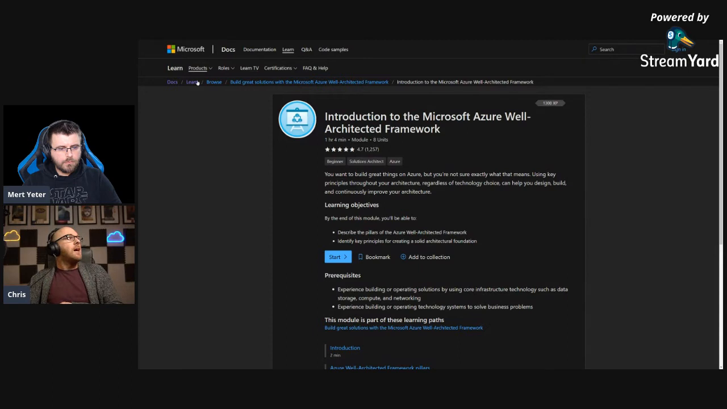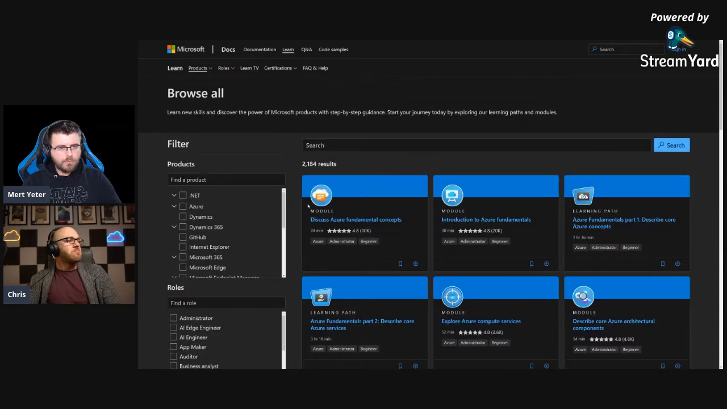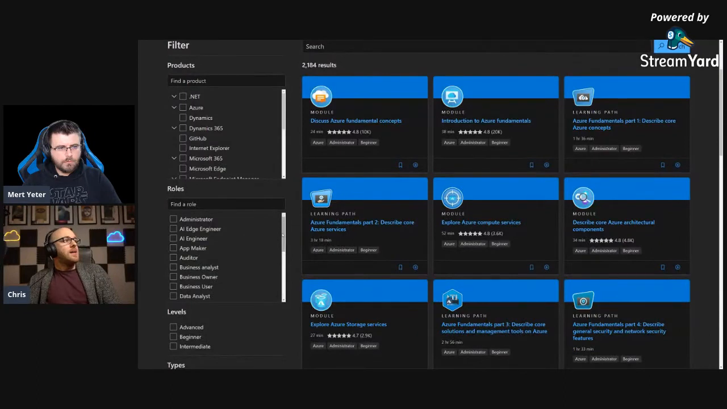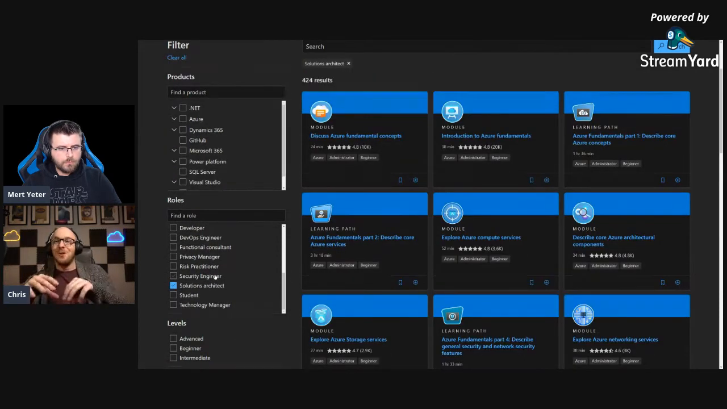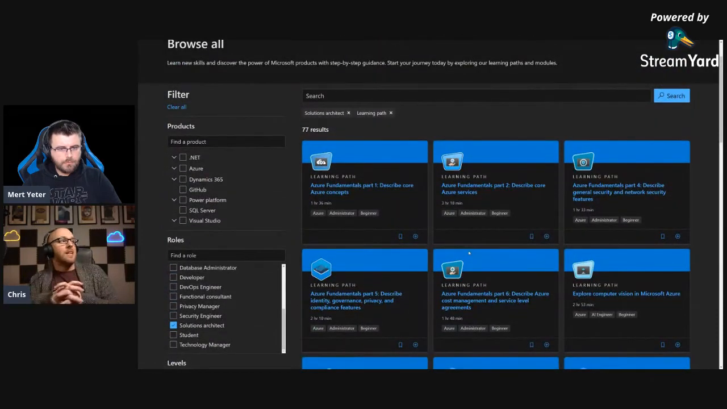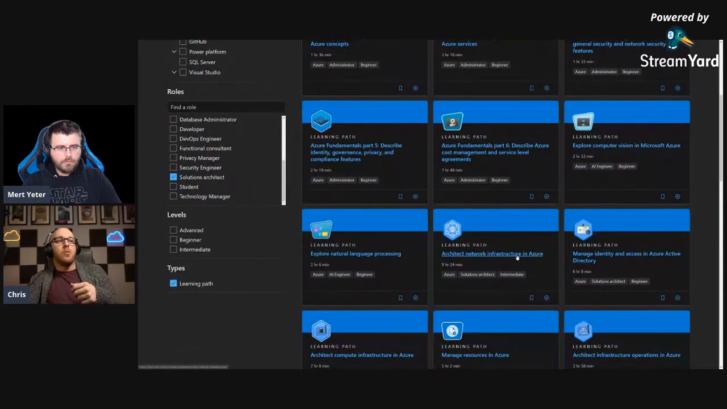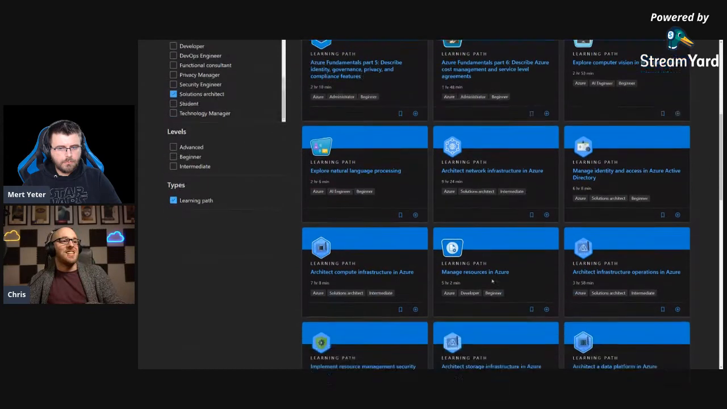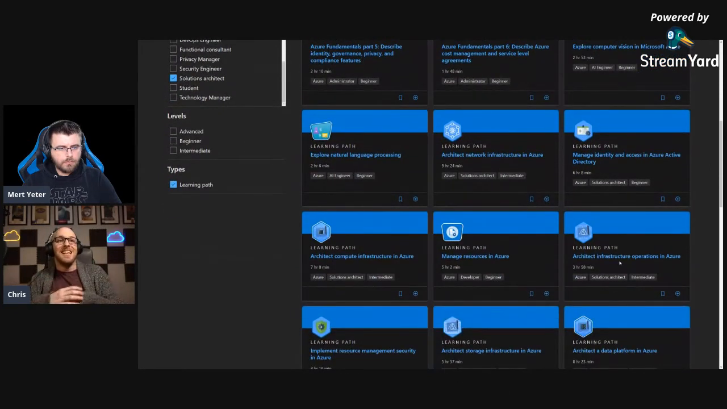Because if we navigate back to the browse section, I can go in here and start looking at the different types of roles, for example. So whether I'm a DevOps engineer, a student, maybe I'm a solutions architect, you can see all of these different modules that are available here. And you can even filter down based on the learning paths. So start looking at, for example, the core Azure concepts, the core Azure services, all the way through to architecting network infrastructure, managing your resources, infrastructure operations.